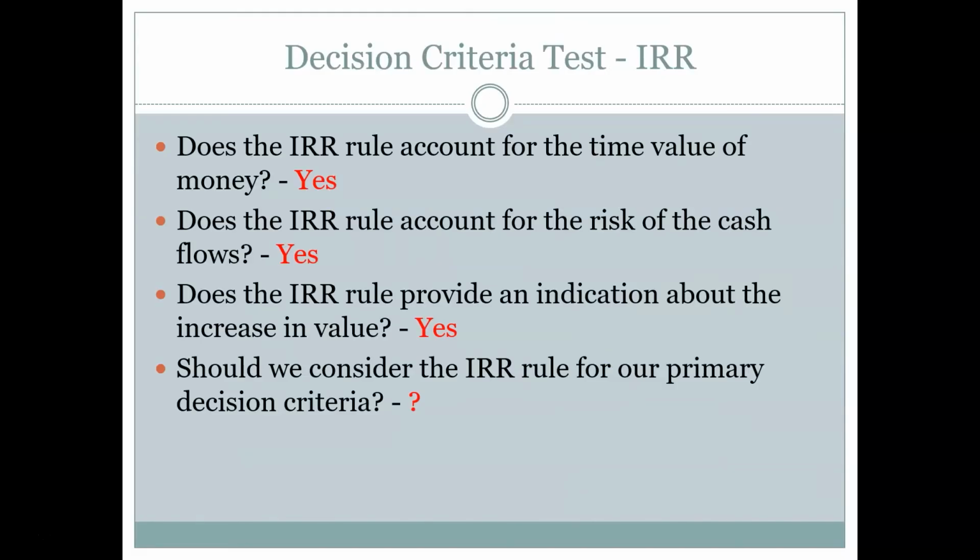So if we look at our evaluation criteria, we see that the IRR is successful in them. It does account for the time value of money because we're using the present values of the cash flows. It does account for the risk of the cash flows and in fact, it gives us a boundary for how risky the project is going to be at all different possible levels of risk. And it does give us an indication of value actually at every level of risk.